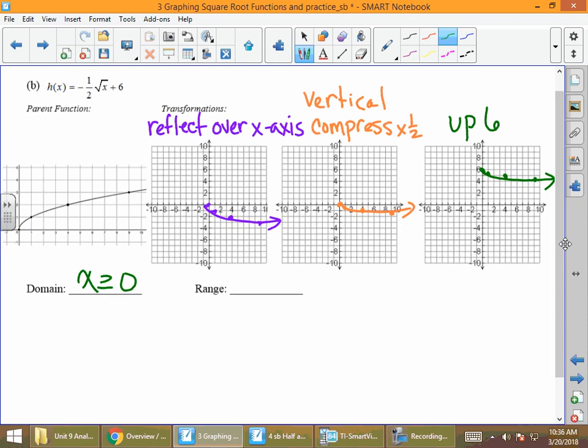And then at our starting point, the y value of that point is at 6, and all of the rest of the points are underneath that, so our range is going to be y is less than or equal to, not 0, but 6.